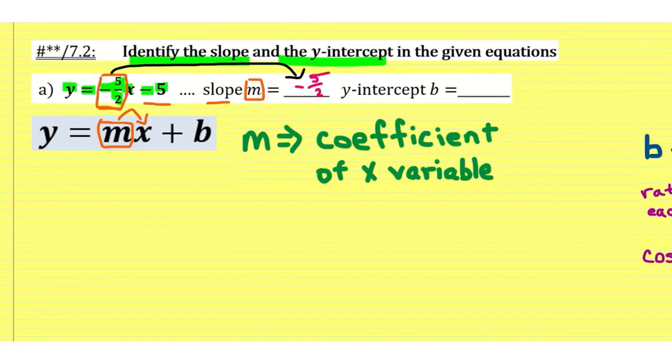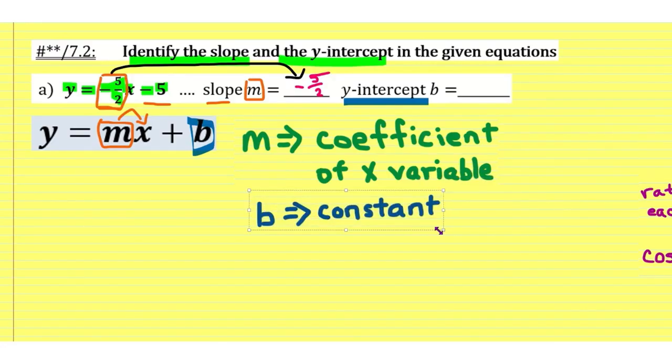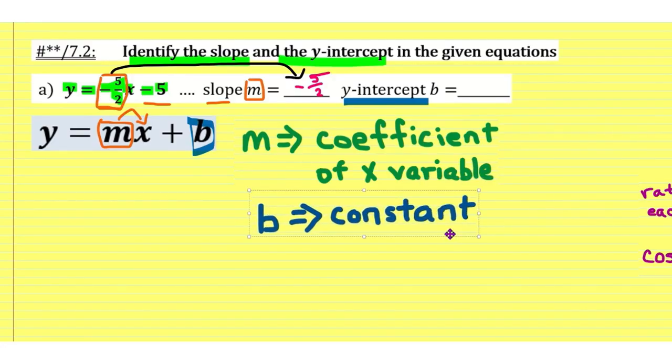halves. Okay, and then we also need to find the y-intercept, which is the b. So the b, what do we know about the b? Well, the b is a constant. What is a constant? Well, it's just a number. A constant does not necessarily have a variable with it. It's just a number. So the negative 5 here is just a number. It is a constant, and it is in the b position. So our y-intercept, which is identified as the number in the b position, is going to be negative 5.